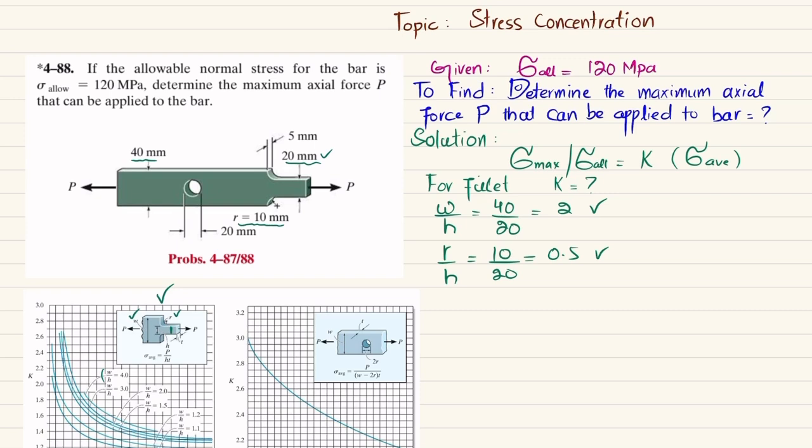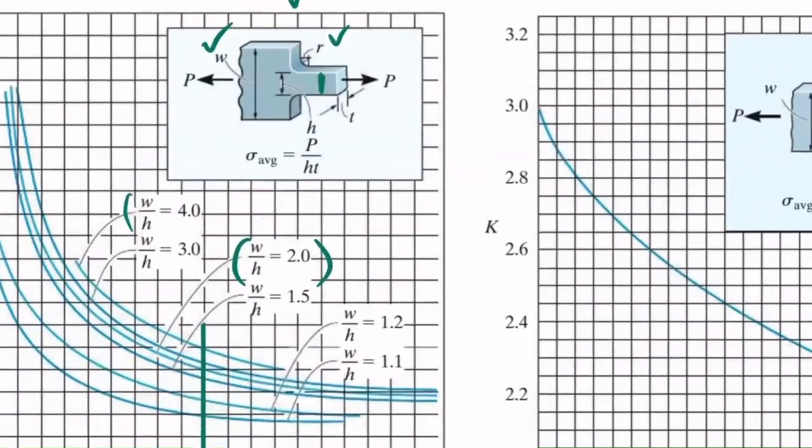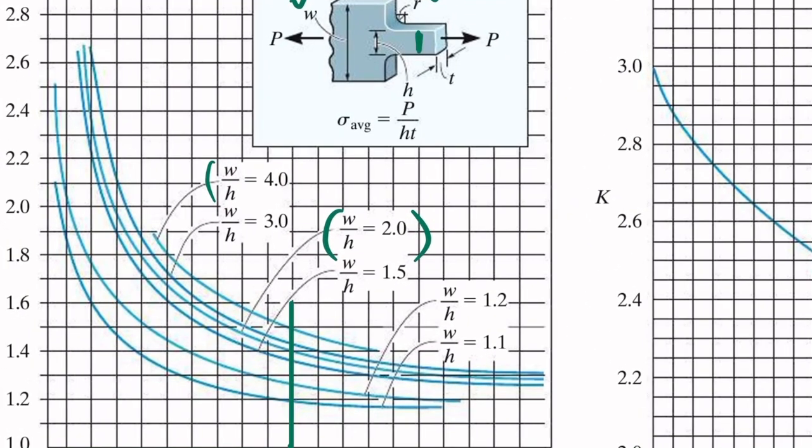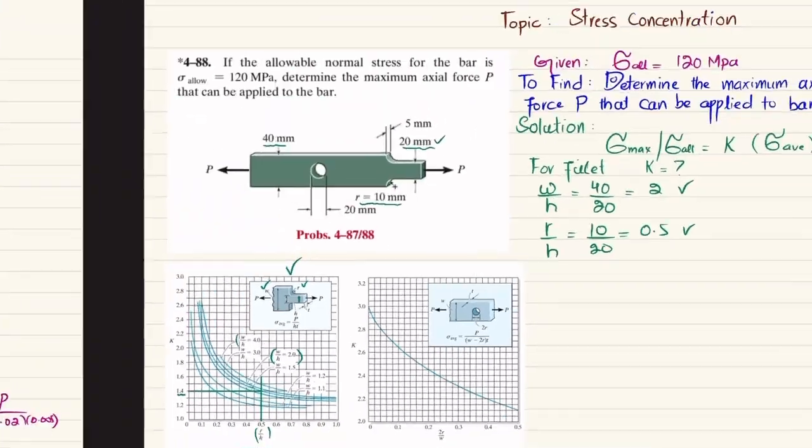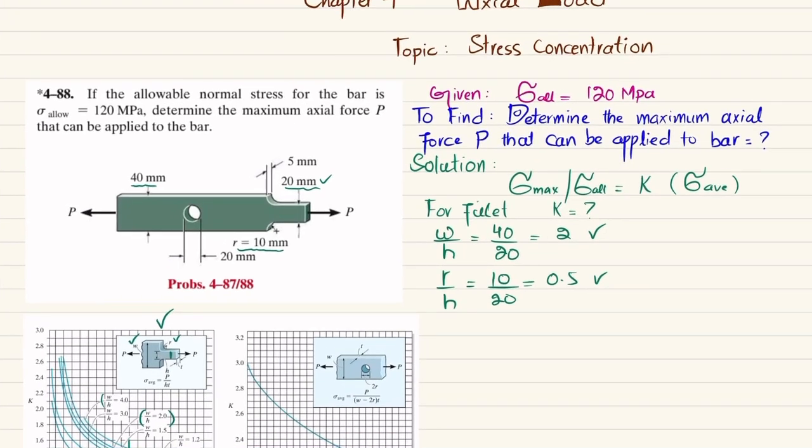So using this figure, you can see this is 0.5. If I draw a vertical line, it will cross this W by H is 2 graph, and that is intersecting over here. So if you take a horizontal line, that will intersect the y-axis, and K will be 1.4. So what I will write over here is K is equal to 1.4.